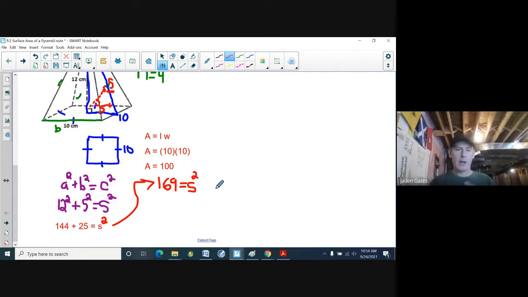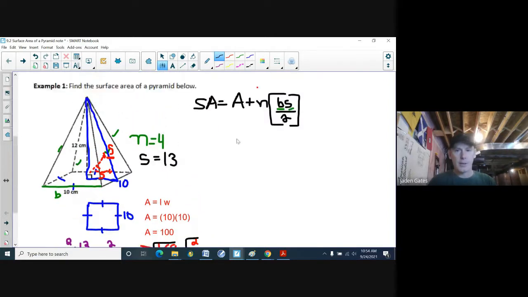Last step, I got to get rid of that little 2. The only way to do that is take the square root of both sides. And that will give me my S, which again is my slant height, your height on a slant. And I take the square root of 169, and I end up with 13. So I'm going to throw that up here. S is 13.